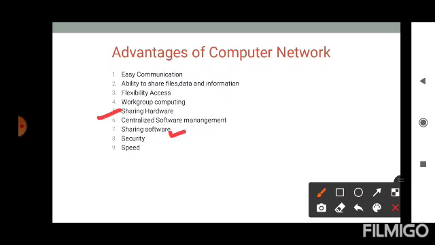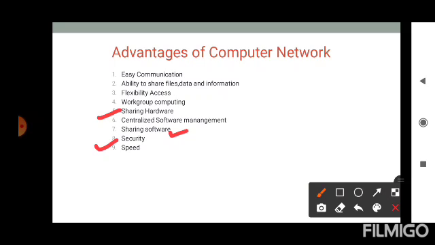Then sharing hardware. Another important advantage of networking is the ability to share hardware. For example, a printer can be shared among users in a network. So there is no need to have an individual printer for each and every computer in the company or organization.